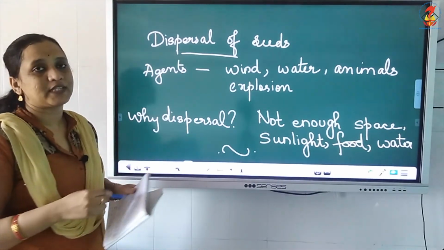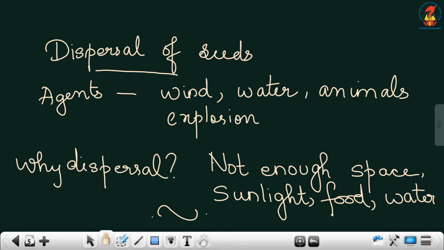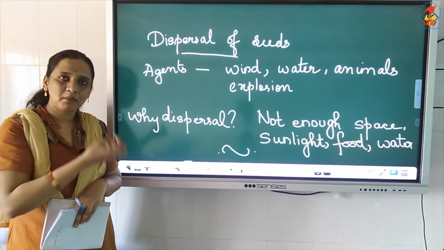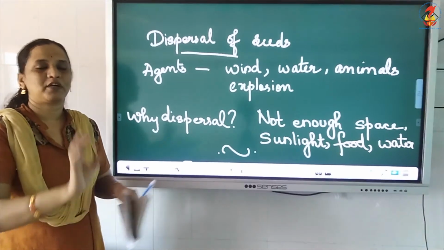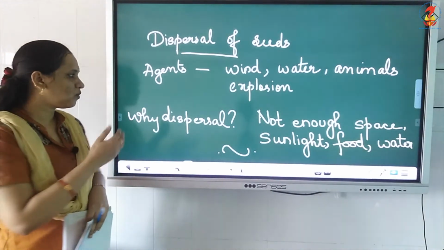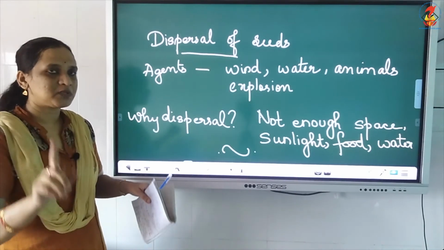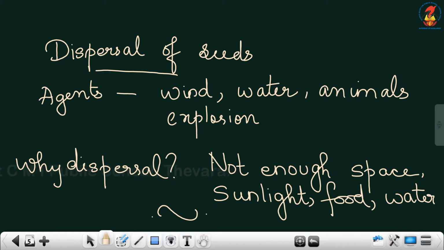So, we have a very important topic, dispersal of seed, present on the same page. Now, in this, we have to understand what is the meaning of this term dispersal. Dispersal means the seed should be taken from the mother plant to another place far away from the mother plant. Now, why should there be dispersal? Otherwise, seeds will not get enough space, sunlight, food and water.